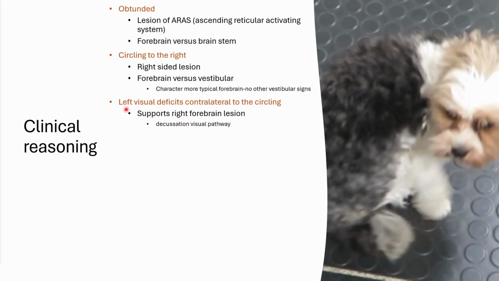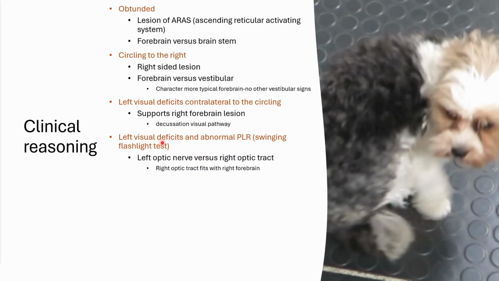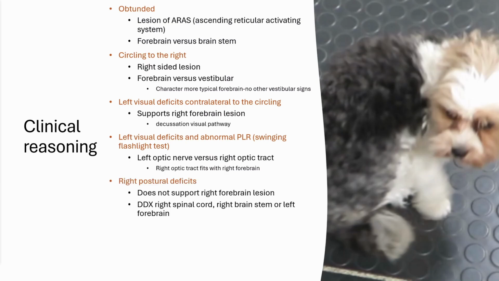Okay, then we have left visual deficits which were contralateral to the circling. Again, that supports a right forebrain lesion because we have decussation of that visual pathway. And then we have left visual deficits and an abnormal PLR, the swinging flashlight test. So that means left optic nerve versus right optic tract. And as I've said before, because we are already looking at a right forebrain lesion, this makes the right optic tract fit that better, especially as tight circling, in my experience, is often associated with thalamic lesions, and the optic tract is going to the thalamus. So that is my best fit for that.